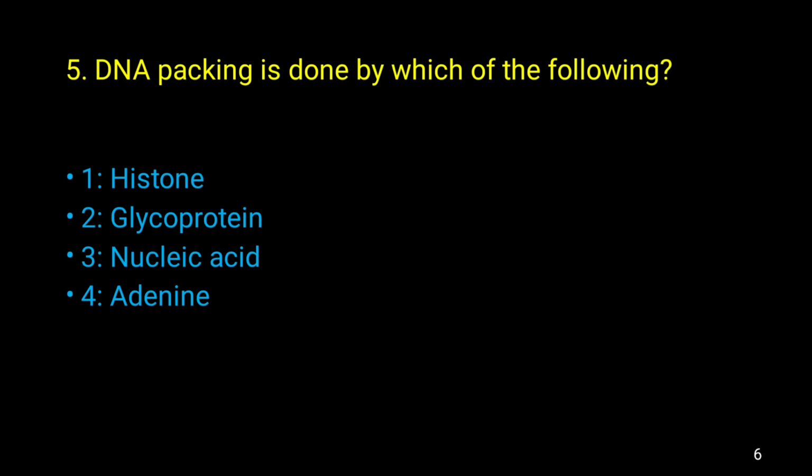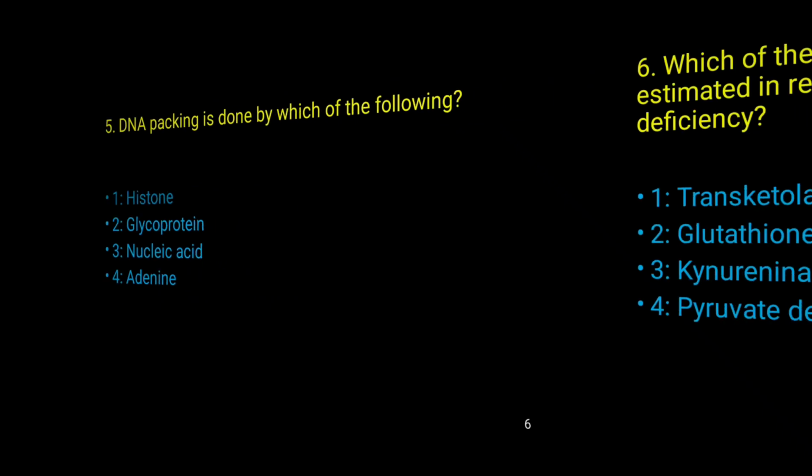Sometimes it is written as which amino acid is predominantly found on the histone, and that is lysine and arginine. So you have to select the right answer, that is histone, which is required to make a nucleosome, and that is further condensed to make chromatin and chromatin fiber.